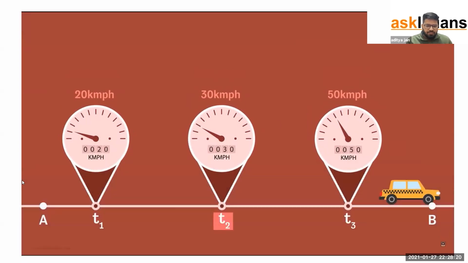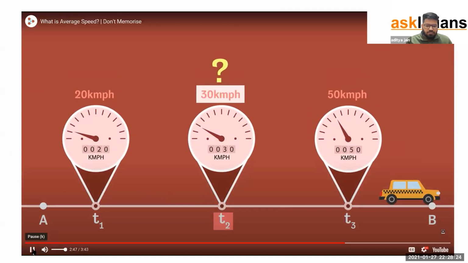At time T2, the speedometer reads 30 kilometers per hour. What does that mean? This speedometer is giving you speed at any particular point of time. Suppose at T2 it is giving you 30 km per hour. So this speed which is given at a particular instant T2 is known as instantaneous speed, because this is not the speed of the entire journey, it is the speed at a particular time T2.